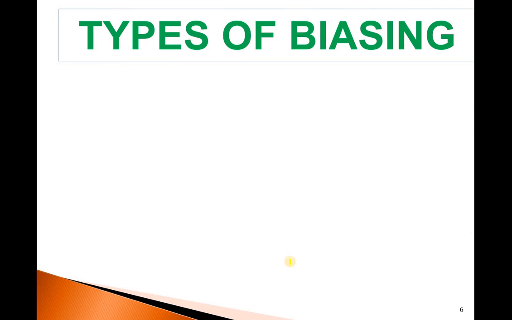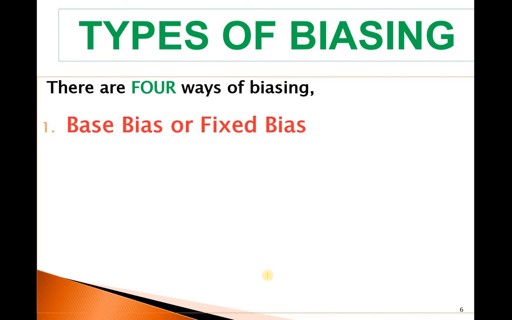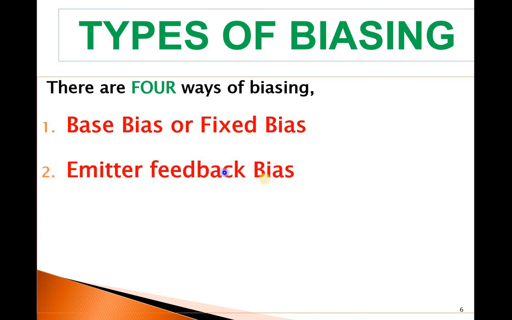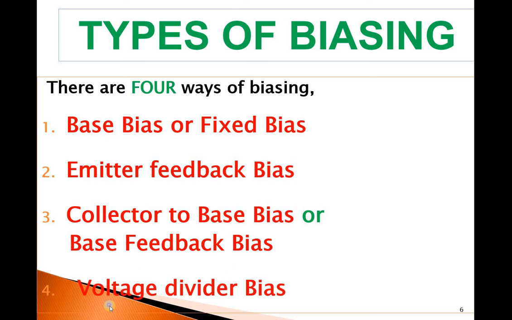Now, types of biasing. There are 4 types of biasing. First one, base bias or fixed biasing method. Second one, emitter feedback biasing. Third one, collector to base bias or base feedback bias method. The fourth one is voltage divider bias, which is very, very important, and is called the universal biasing method, and this is what we are going to discuss today.